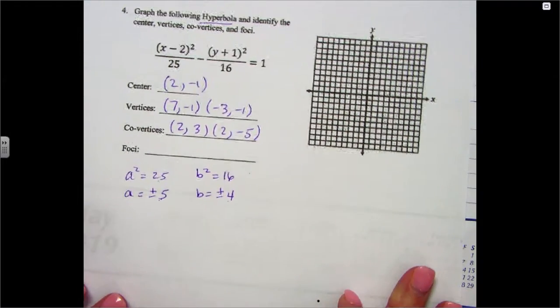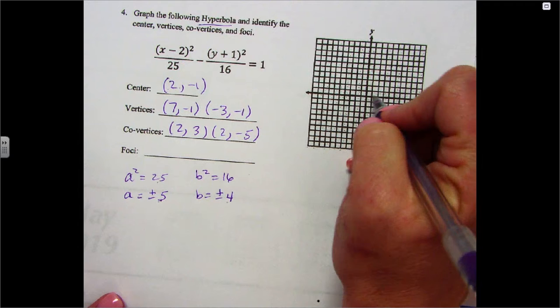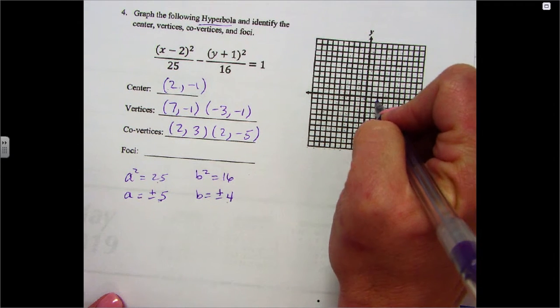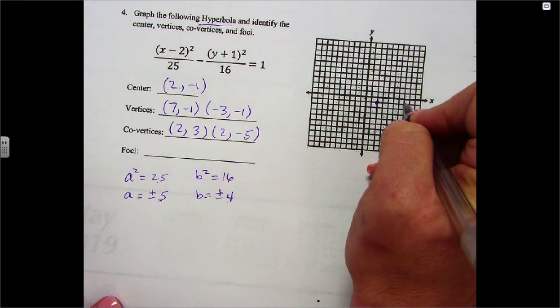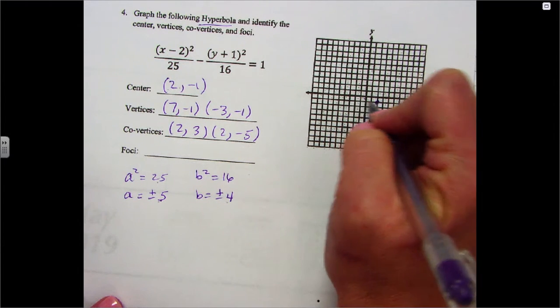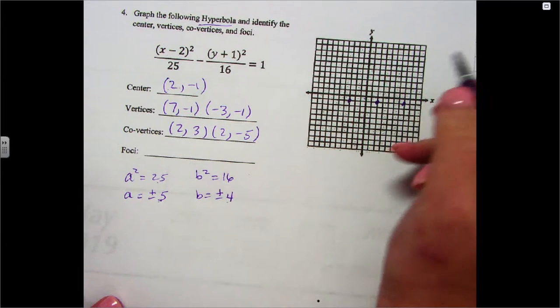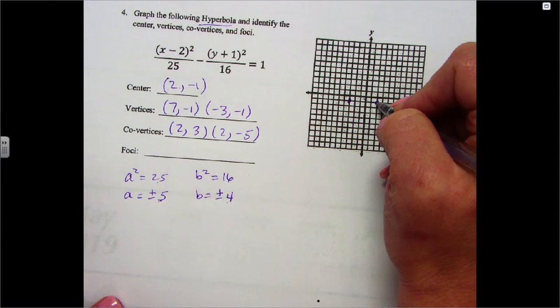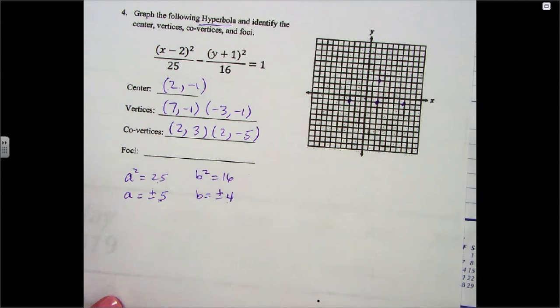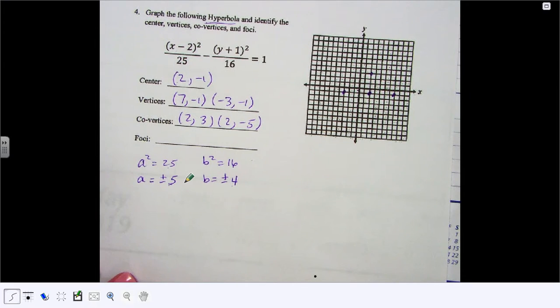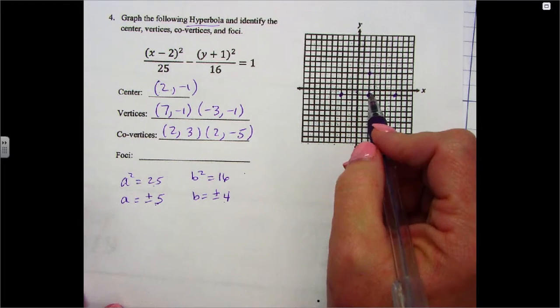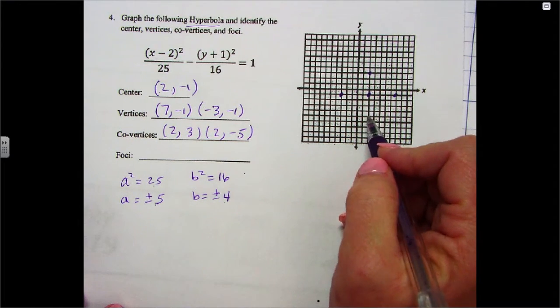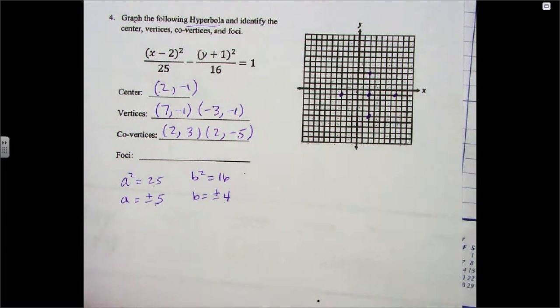So now we're going to go over here and plot those points. We have 2, -1, and then we went over 5, and we went back 5. Then from here we went up 4. You notice this is kind of the same one that we just did. Oops, sorry, my screen went to sleep. All right, so go back to center, go down 4.